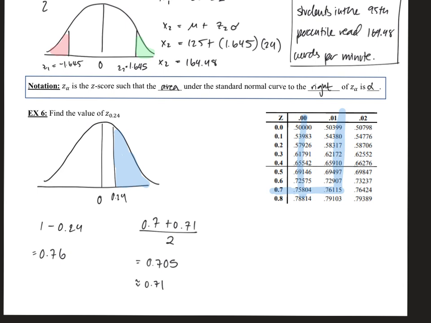So what is our answer saying? Well, our answer is saying that the z value that has an area to the right of 0.24 is going to be 0.71. So that is the z value that has the area to the right being 0.24. Right, and that is it for this section.